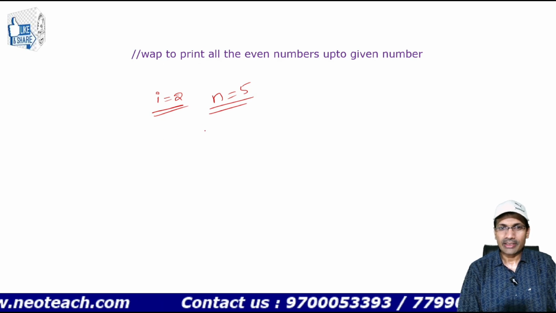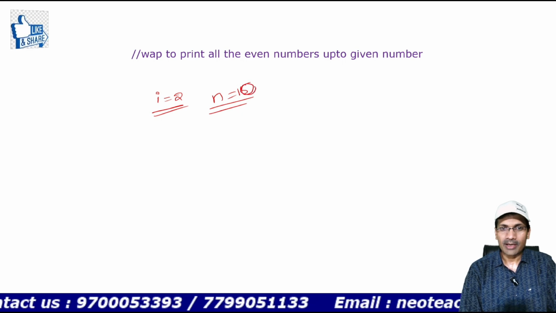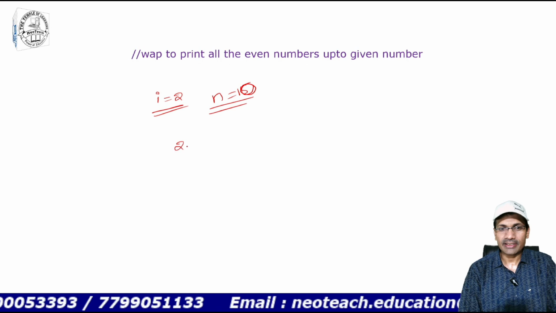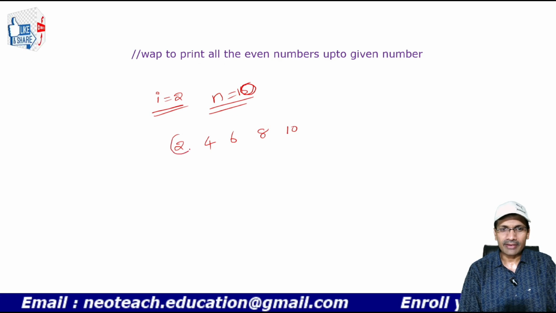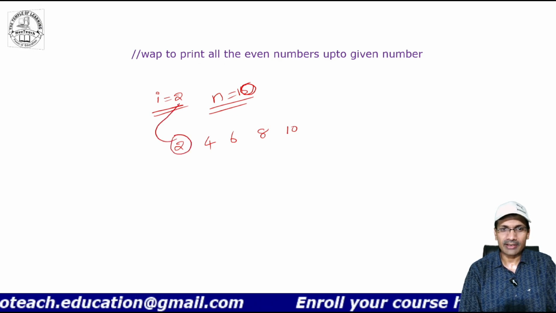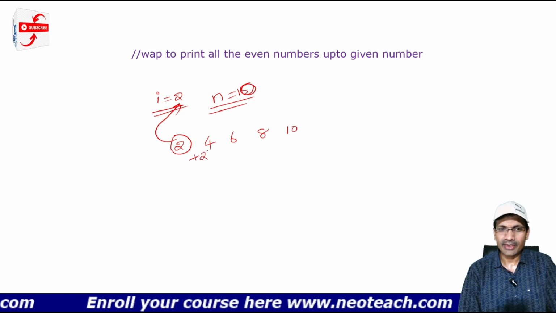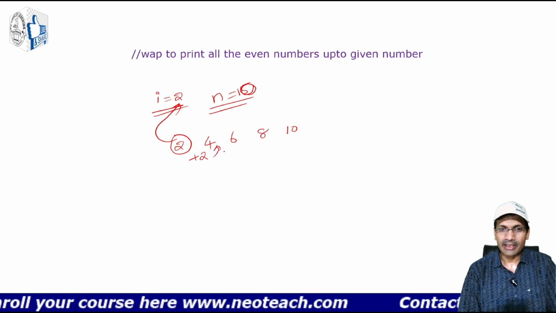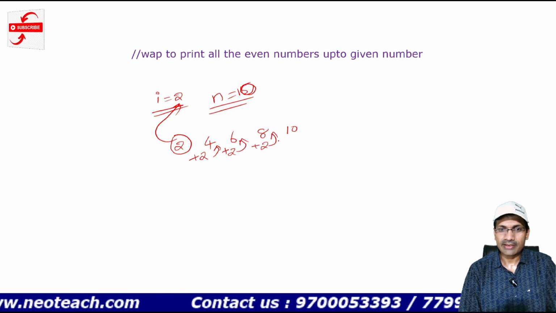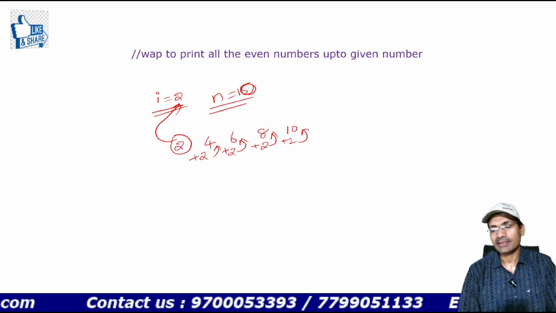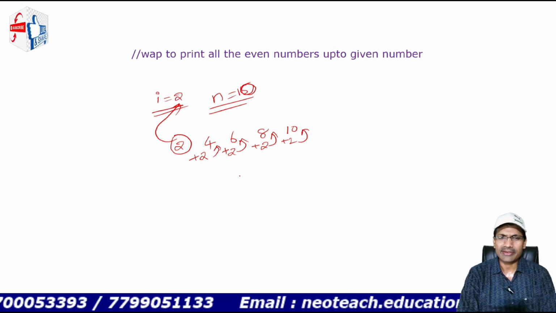So what do we want to do here? Printing. Suppose we give 10, then up to 10 we print all the even numbers: 2, 4, 6, 8 and 10. We have already taken 2. Then how do we get the next number? Plus 2. 2 plus 2 gives 4, 4 plus 2 gives 6, 6 plus 2 gives 8, and 8 plus 2 gives 10.